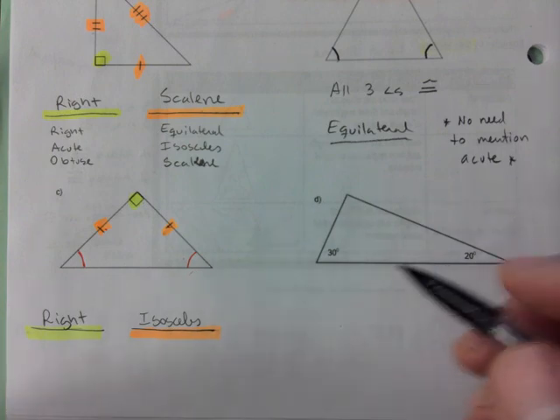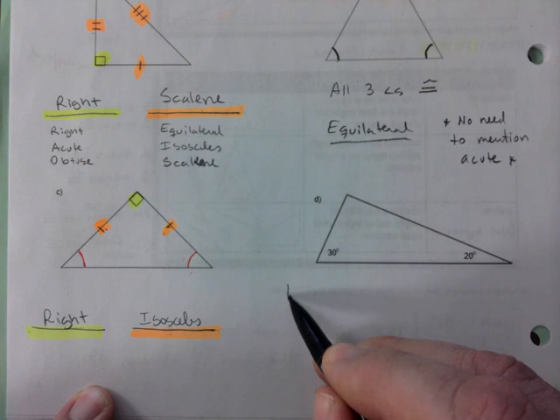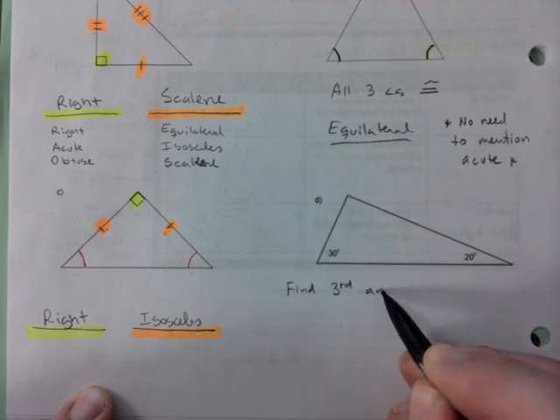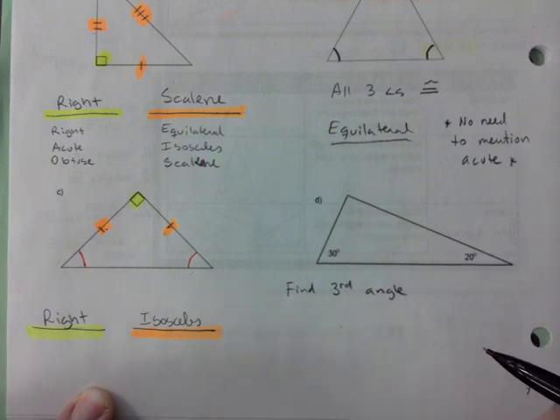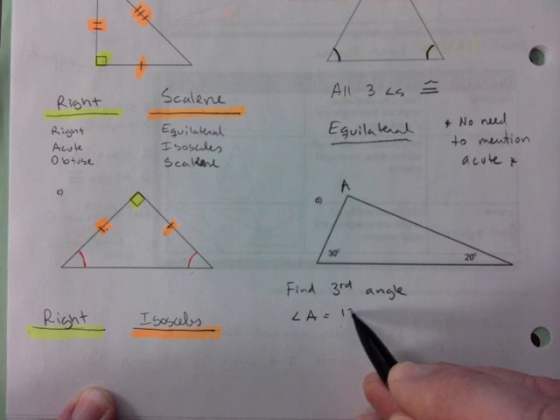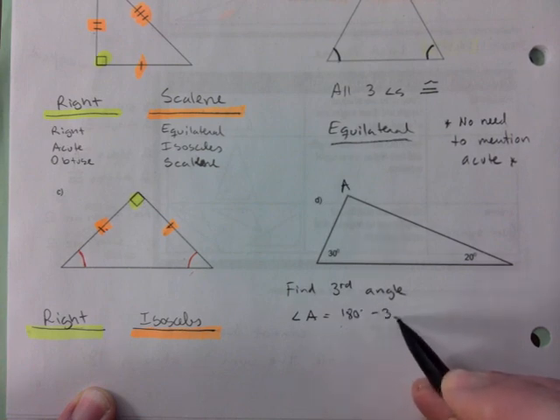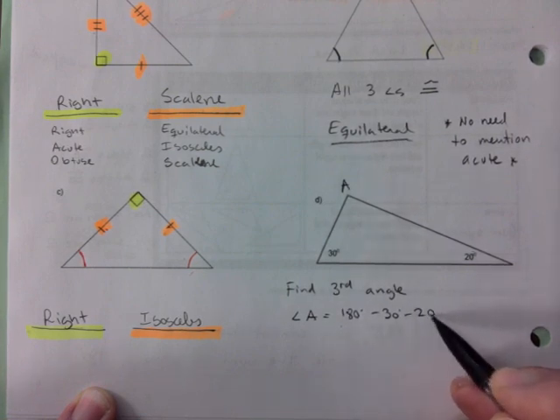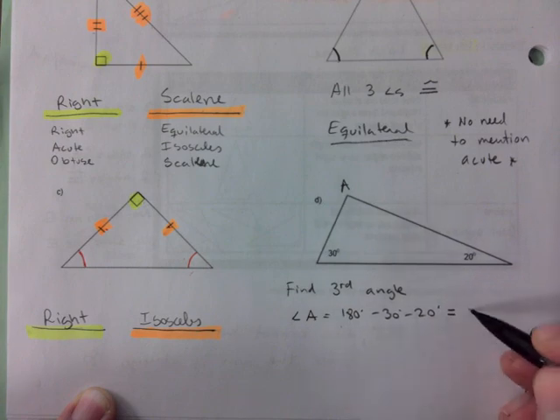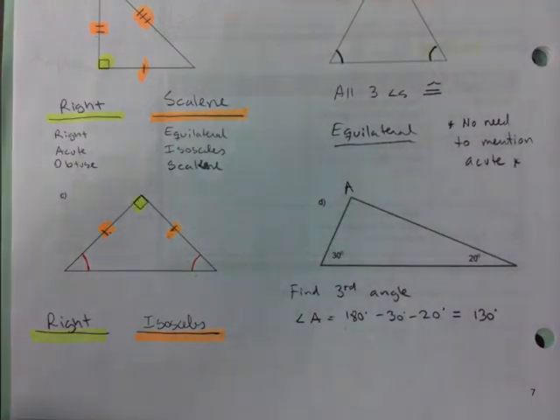Let's do it. So I'm going to find the third angle here. I'm going to tell you this: if at all you can calculate, calculate. So what should we call that? Angle A? Angle A is 180 minus 30 minus 20. What do you get there? 130? Yeah, that's 130.